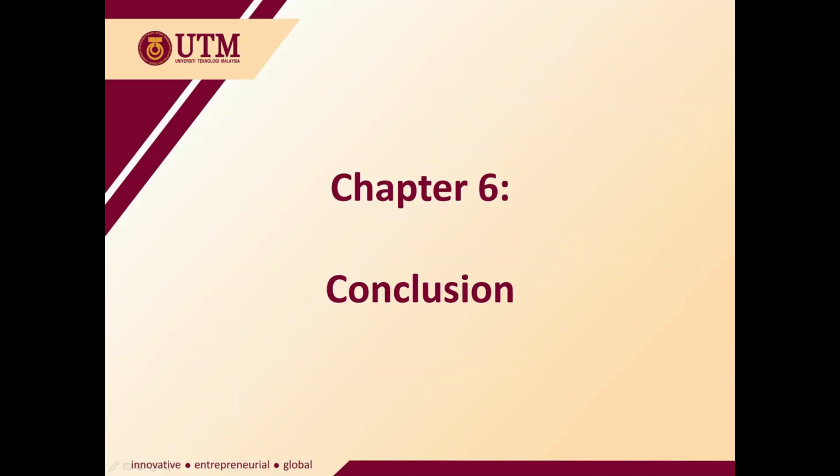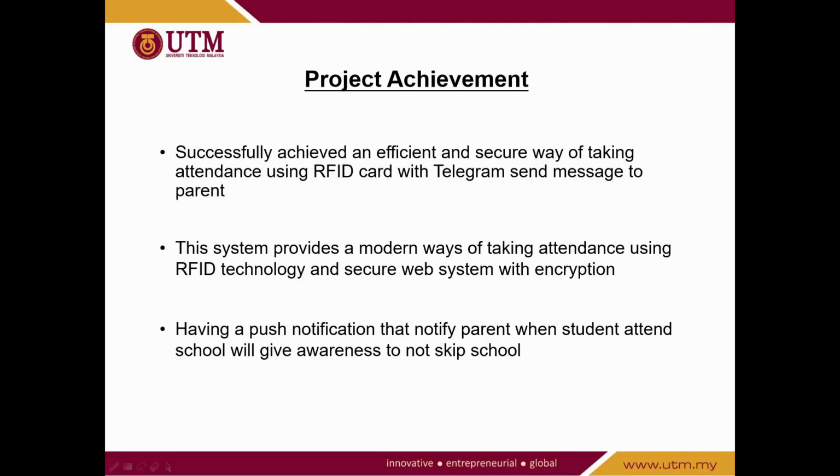Next, we will continue to chapter 6, which is the conclusion. In this chapter, I will explain more about the project achievement, by correlating the developed system with the objectives proposed in PSM1. By having this RFID attendance system, we can successfully achieve an efficient and secure way of taking attendance using RFID card, with Telegram to send a message to inform parents when their children arrive at or leave school.